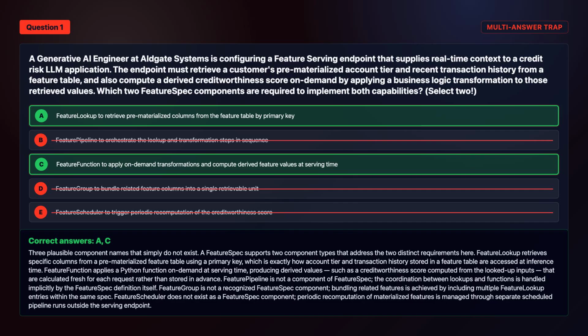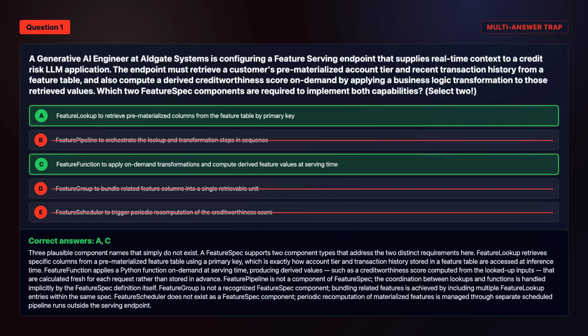Feature lookup retrieves specific columns from a pre-materialized feature table using a primary key, which is exactly how account tier and transaction history stored in a feature table are accessed at inference time. Feature function applies a Python function on demand at serving time, producing derived values, such as a creditworthiness score computed from the looked-up inputs, that are calculated fresh for each request rather than stored in advance.